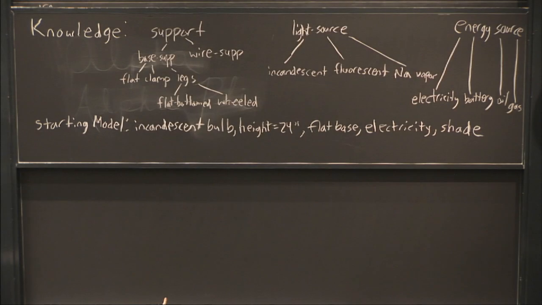Here we have a near-miss learning tree. It's a little bit different, but a little bit similar. We're trying to learn about different light sources, so different lamps, flashlights, all sorts of things. These can have types of support, a base or wires. The base can be flat, clamped, or have legs. The legs can be flat-bottomed or wheeled. The light source can be incandescent, fluorescent, or sodium vapor. And the energy source that powers it can be electric, battery, oil, or gas.